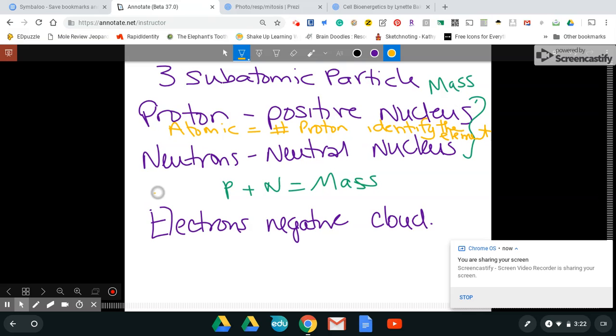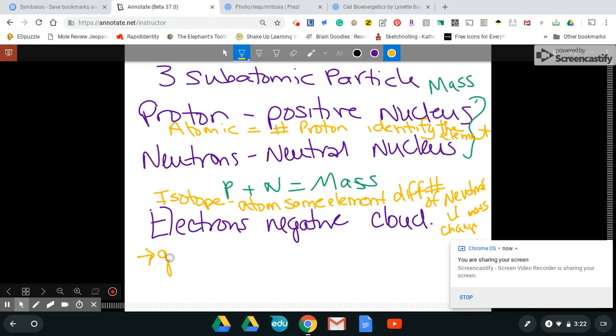Neutrons can vary, and they form what's called isotopes. So isotopes are atoms of the same element, but different numbers of neutrons. Now, if you remember, I said that neutrons and protons make up the mass, so therefore it's going to change my mass. Okay? All right, electrons can also be manipulated.